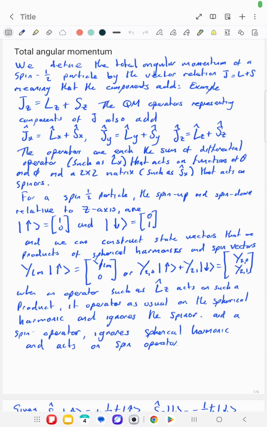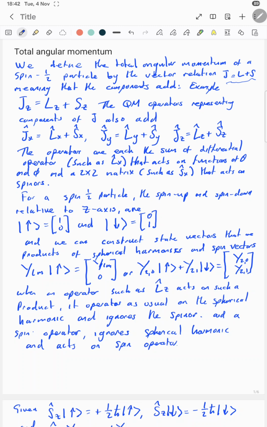This is the total angular momentum. We define the total angular momentum of a spin 1/2 particle by the relationship here, meaning that the components add. For example, Jz is the total angular momentum, which is Lz plus Sz.